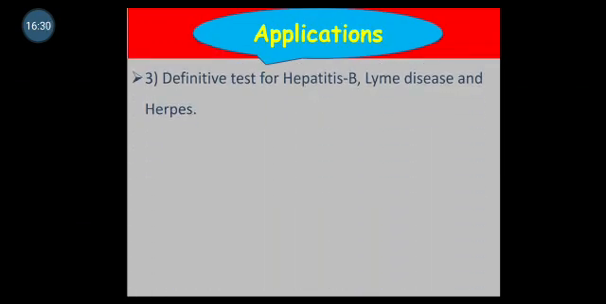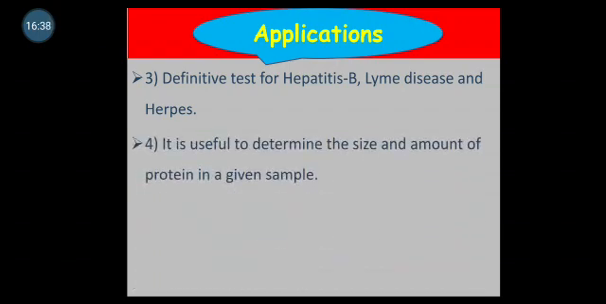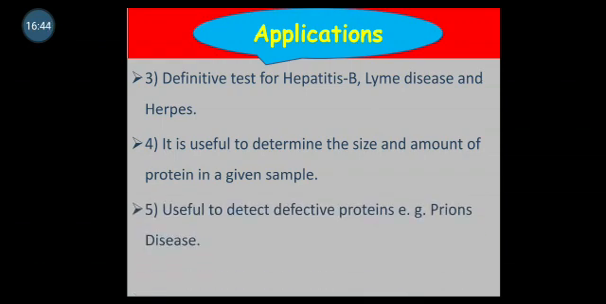The third application is a definitive test for diseases like hepatitis B, Lyme disease and herpes. It is also useful to determine the size and amount of protein in a given sample. It is useful to detect defective proteins, for example, in prion disease.